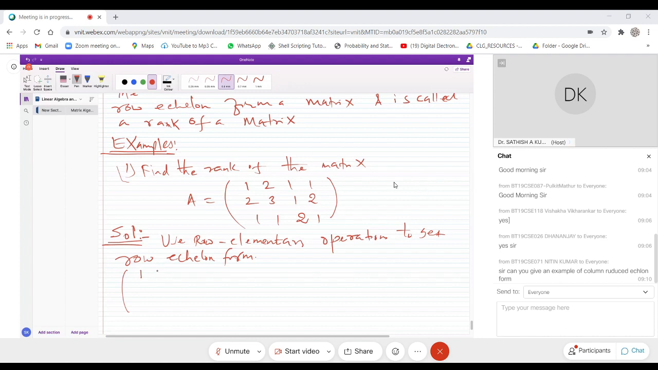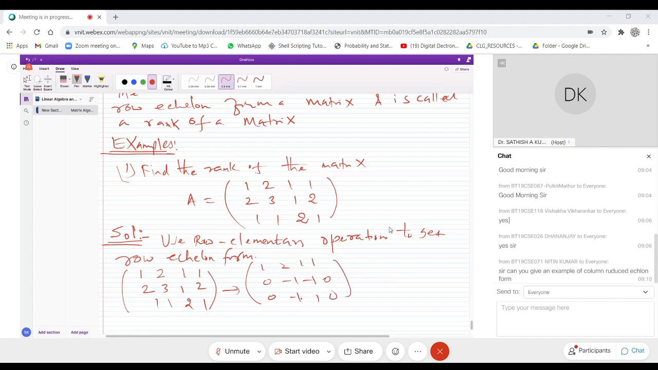So that is not difficult to see: 1, 2, 1, 1, 2, 3, 1, 2, 1, 1, 2, 1. The first row elementary operation: I'm just using that 1, 1, 2, 1 is there. This can be subtracted with this, and this can be subtracted with this, 2 minus 2 times this. So what do I get? 1, 2, 1, 1, then 0, minus 1, minus 1, 0. Some may get positive also, but you can multiply with minus. And similarly this is 0, minus 1, 1, 0.